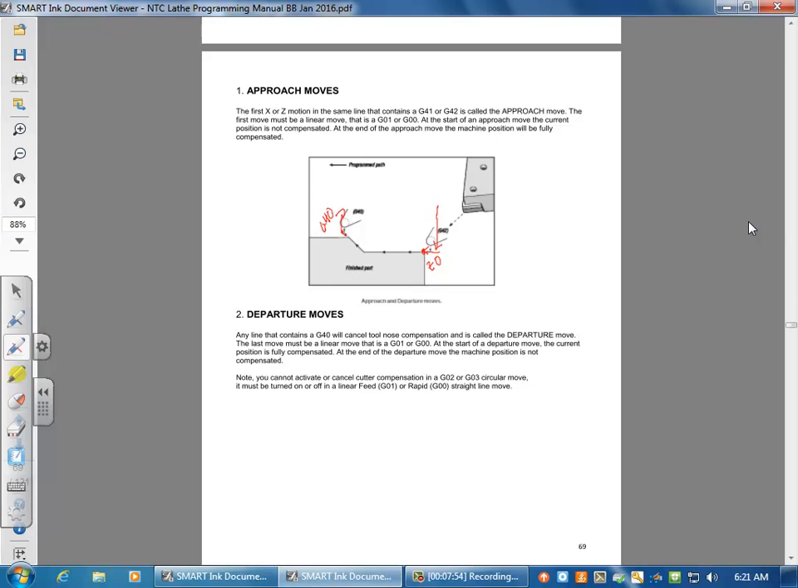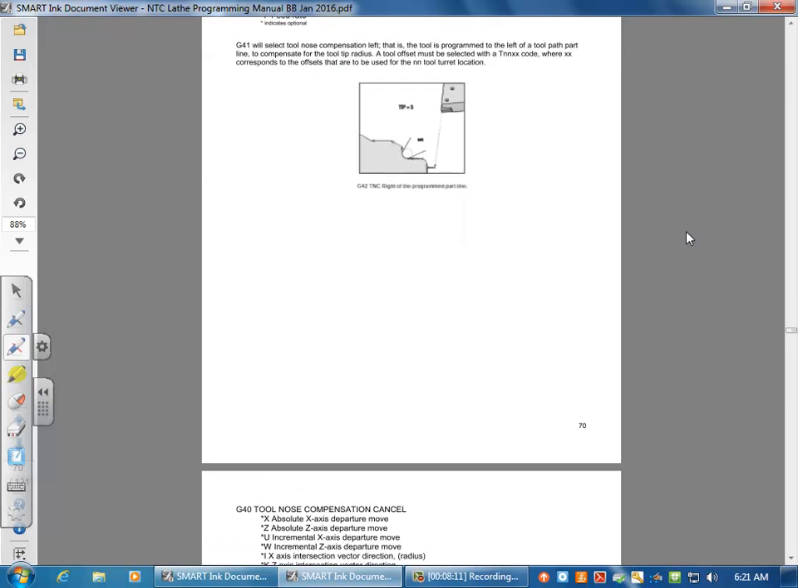You never want to turn on your cutter comp or cancel your cutter comp if you're within your part, because it could be making some moves to cancel that cutter comp that would scrap your part out. So you want to make sure you're off your part completely before you turn on your cutter comp, and the same thing before you turn off your cutter comp, cancel it.